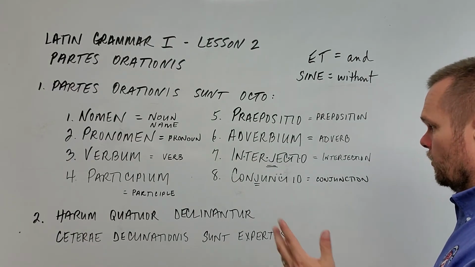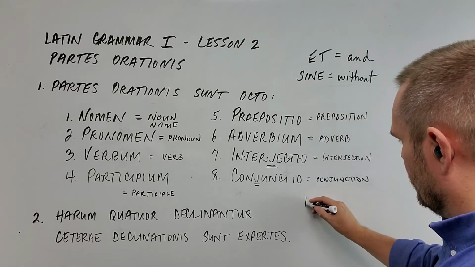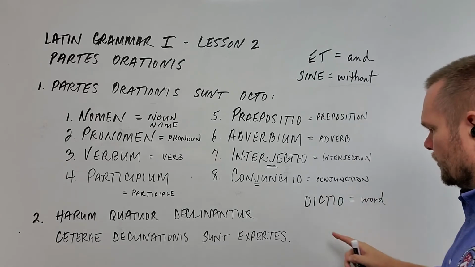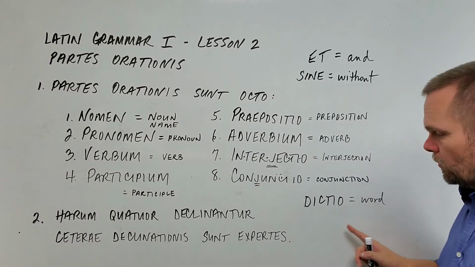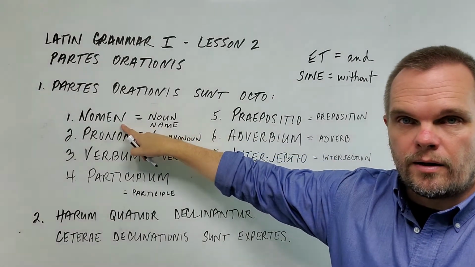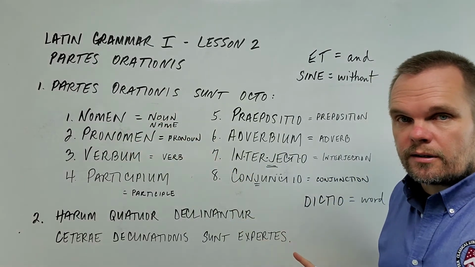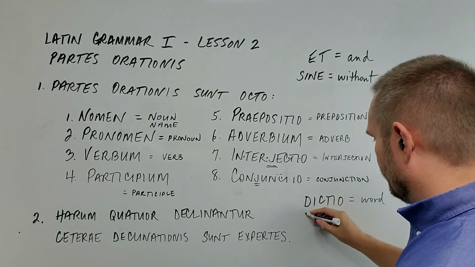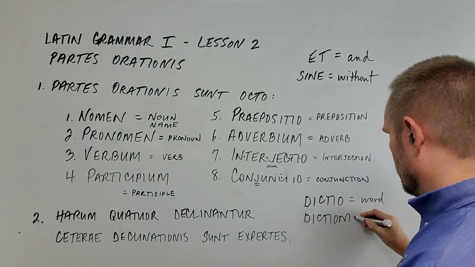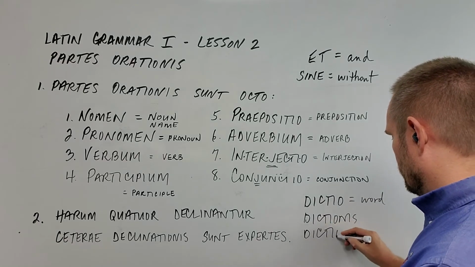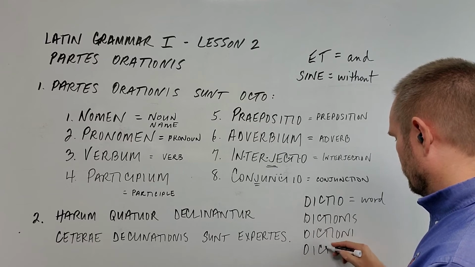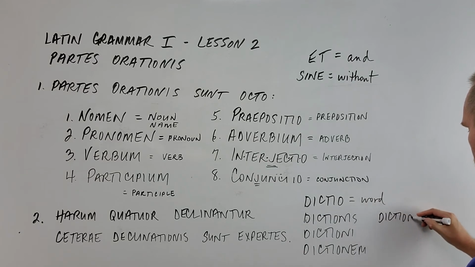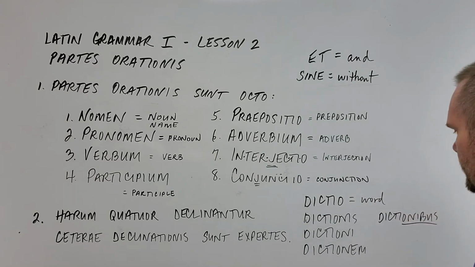the word, well, in our first lesson, we saw the word dictio, which meant word. Dictio is a noun, nomen. Dictio is declined. So there's going to be other forms of this word. We're going to see, for example, dictionis, dictioni, dictionem. In lesson 1, we also saw dictionibus.